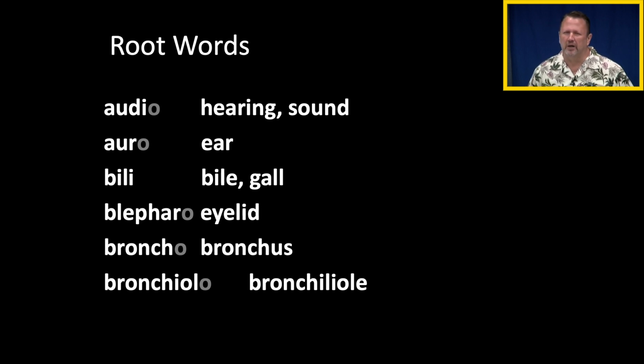Broncho refers to the bronchus. You have a trachea, and it goes down into your chest, and then it splits into its bronchi. And as things get smaller, we call them bronchioles. So broncho refers to the bronchus or the bronchi, and bronchiolo refers to the smaller bronchi. Bronchus singular, bronchi plural.